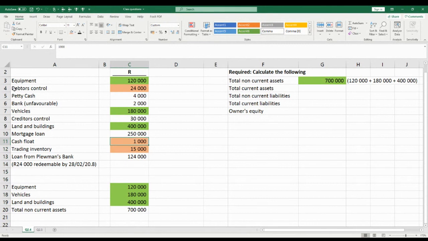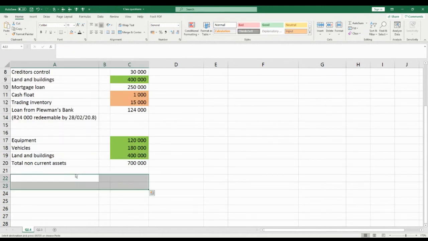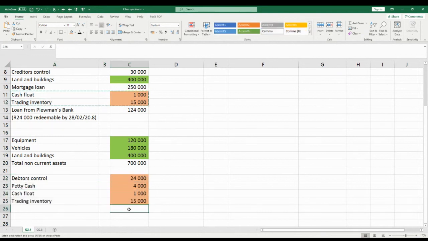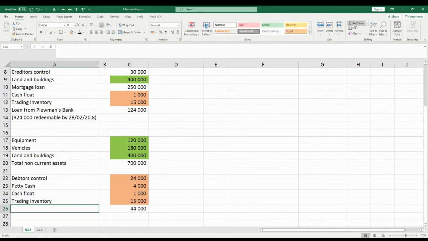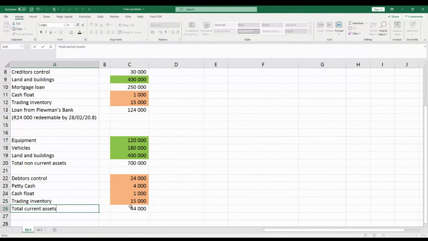Okay, Bernice said number 4, which is debtors control, number 5, which is petty cash, number 11, which is cash float, and number 12, which is trading inventory. So those are the 4 you've identified. Now let's quickly copy and paste them here at the bottom. If we add all of that together, our total current assets are 144,000.